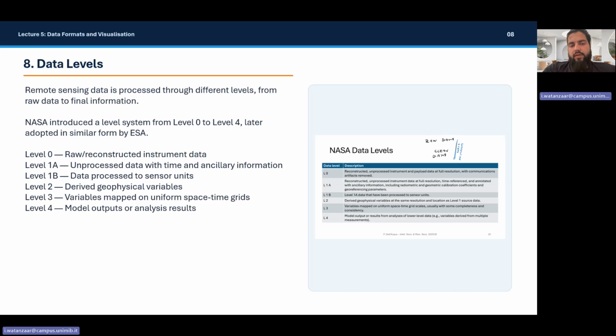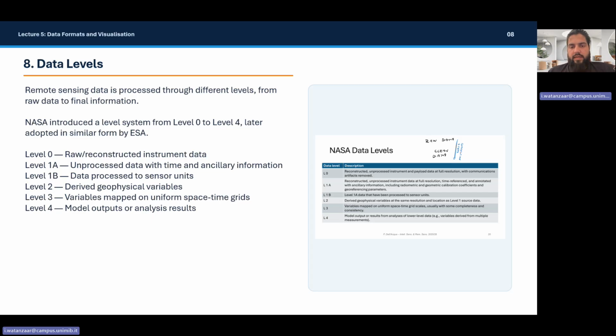In the level 3, variables map to uniform space-time grids. Now this is mapping exactly to a single space-time grid. They are saying, okay, this data acquisition has been taken from this time to this time. And in the level 4, the model output or analysis result. This is the level 4 data, which is the output or the analysis result that we are looking for. And now it's ready for the final user, so it's in a usable format.